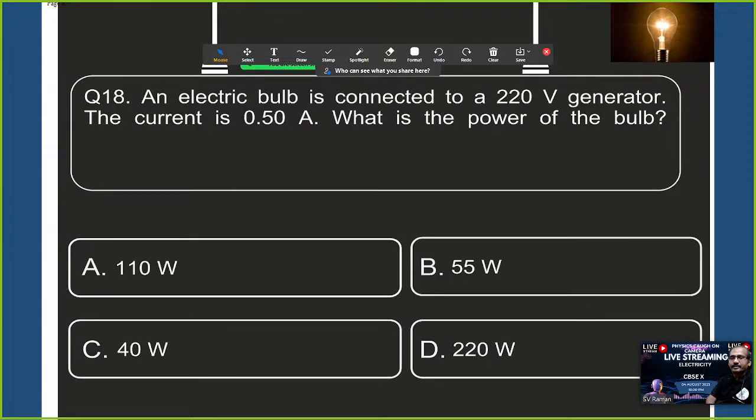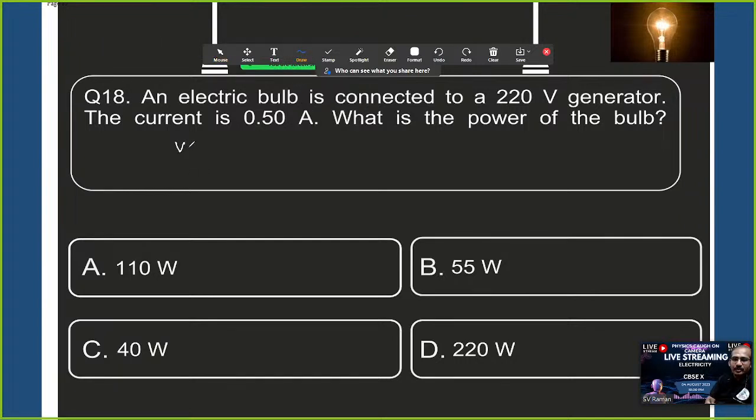Next question. An electric bulb is connected to 220 volts generator. The current is 0.5 amperes. What is the power of the bulb? This question, how to solve this? Always given data, required data and formula.